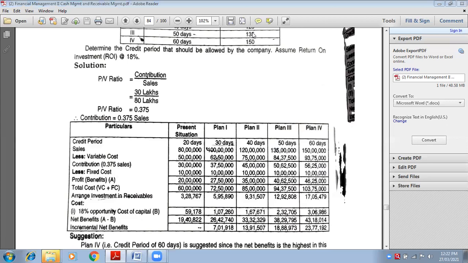Yes, ma'am. Next, 12 lakhs 92,808 into 18 percentage. So your answer will be for plan 3, 2 lakhs 32,705. Is it correct? Yes, ma'am. And last one, 17 lakhs 5,479 into 18 percentage. So opportunity cost of plan 4 will be 3 lakhs 6,986. Is it correct?